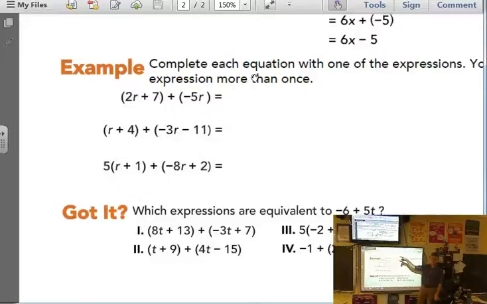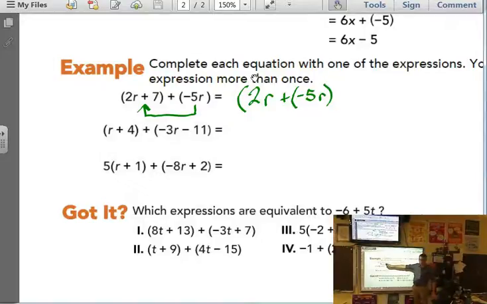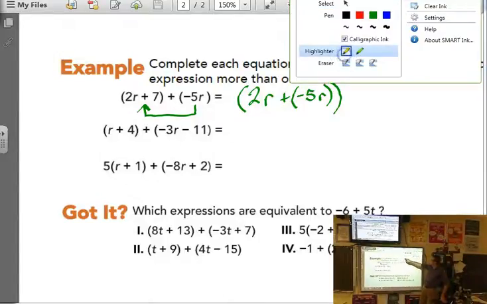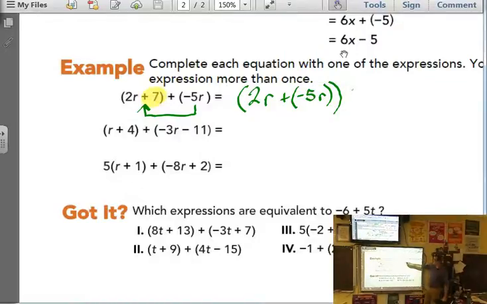So, what I need you guys to write out here, we are going to rearrange. We're just going to plug my 5r right between there so that it's with my 2r. So we're going to rewrite this as 2r plus the negative 5r, because the sign in front of it stays with it. Then I can actually close that up. I have 2 open parentheses, that's why I have 2 closed parentheses. Then I still have this plus 7, so I just go ahead and write plus 7.